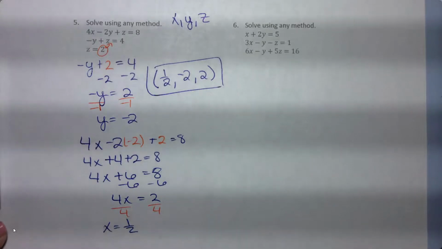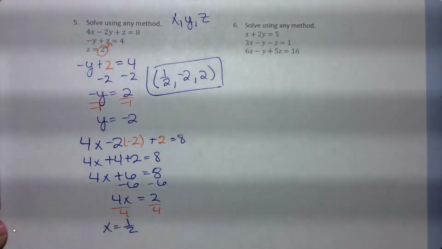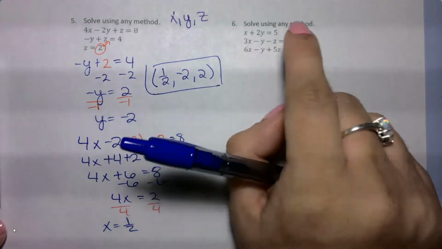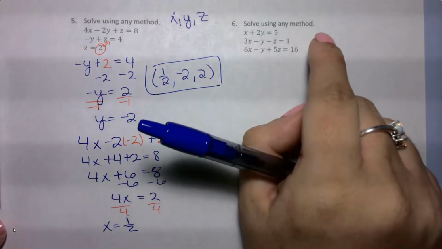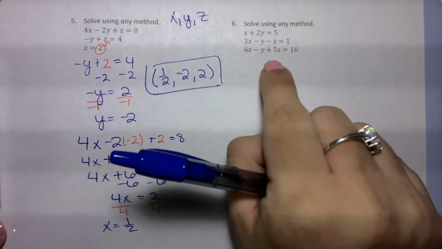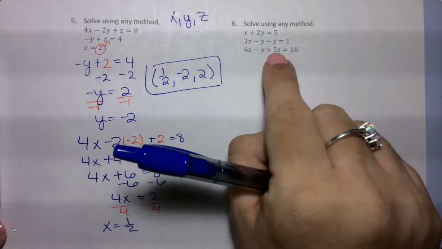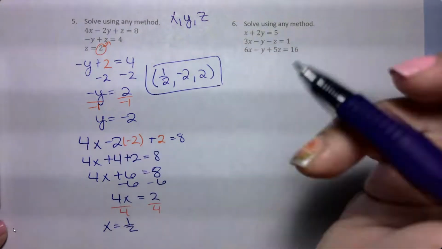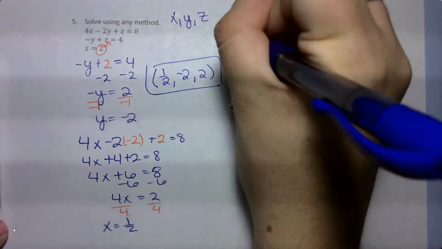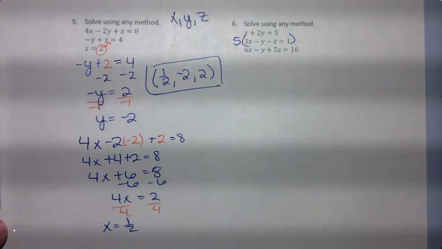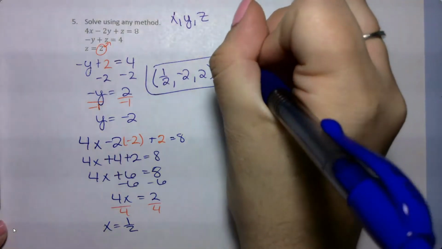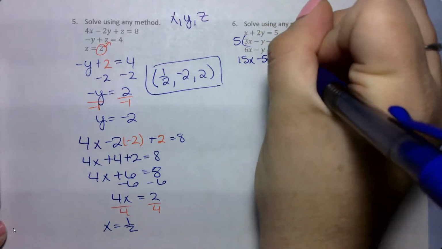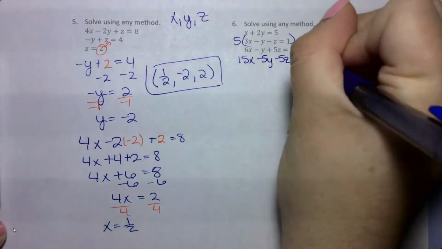On number 6, I have 3 equations again, but this time one of my equations has 2 variables isolated, so I want to go ahead and cancel out my x or my z's. On this one, I have a negative z, so to cancel out with the bottom equation, I want to multiply this by 5. Each of those terms is going to get multiplied by 5, so I end up with 15x minus 5y minus 5z equals 5.